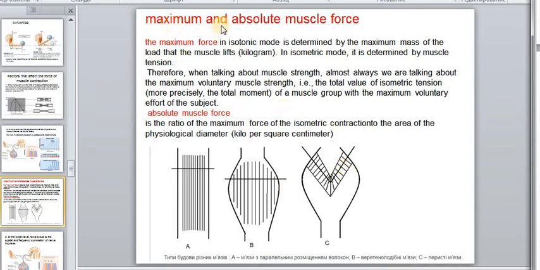There you see maximum and absolute muscle force, and there the maximum force and absolute muscle force. So this kind of muscle has more force than this one.